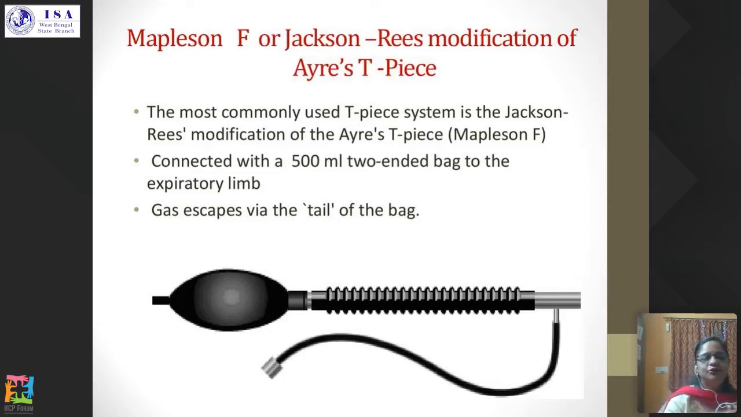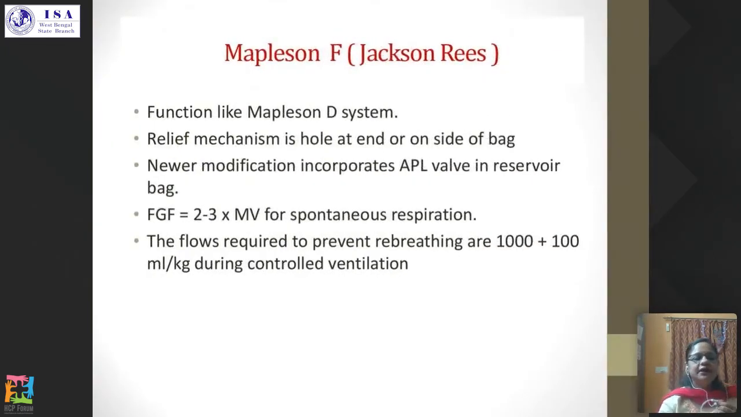A bag is included. It was a question: a bag is included in the Mapleson F system, and the gas escapes via the tail of the bag. This tail is open, and we can occlude it during assisted ventilation. Now it functions like the Mapleson D system. The relief mechanism is a hole at the end or the side of the bag. The newer modification incorporates an APL valve in the reservoir bag.